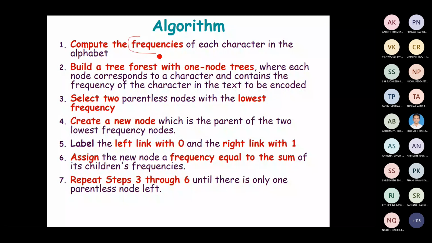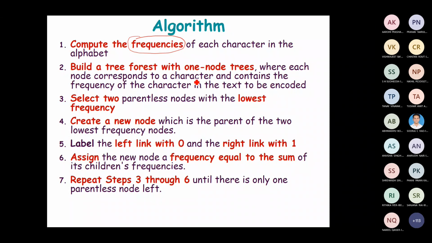Computing the frequencies of each character means that it may be a weight or a probability of occurrence of the character in the given information. You count how many times letter A is present, letter B, C, and based on that you make a table. That is done. Then build a tree forest with one node trees.